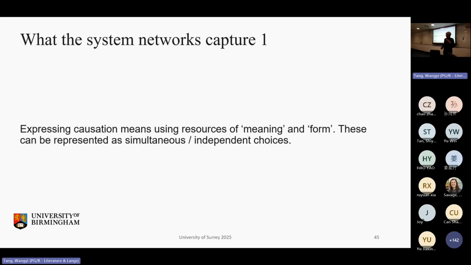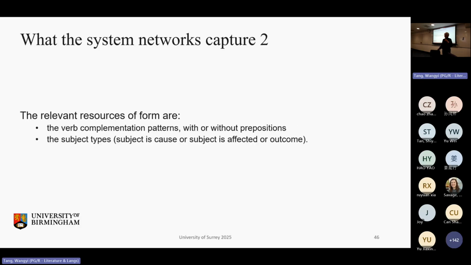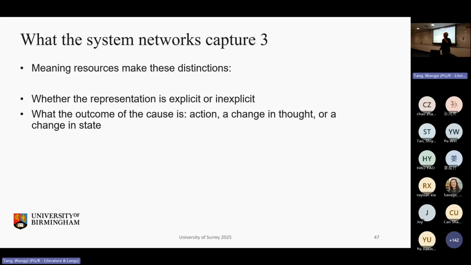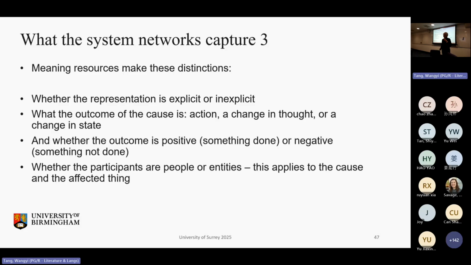So the reason those networks are useful, I think, is that they tell us that expressing causation uses resources of both meaning and form, and they can be represented as simultaneous or independent choices. The relevant resources of form are the complementation patterns and the subject types, and we've got various different kinds of meaning resources that feed into that as well, that we've actually just talked about.